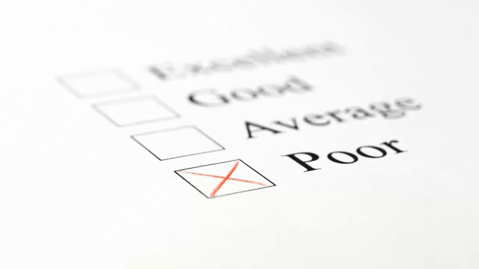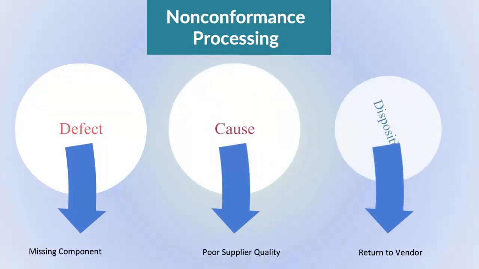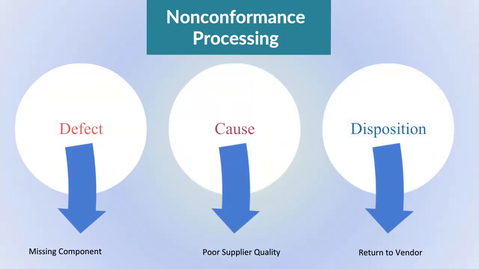A product in the inspection process did not meet expectations, so a resolution was needed. In this case, since we were dealing with a supplier's product, the best decision would be to return the nonconforming product to the vendor. The nonconformance process for this example included the identification of the defect, the determination of cause, and the disposition. With that, the nonconformance was able to be closed and the question, what to do with this part, was answered.